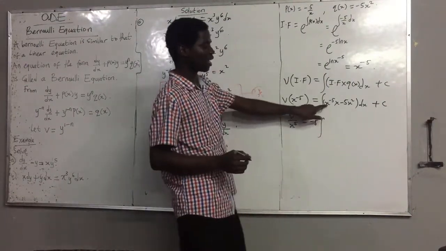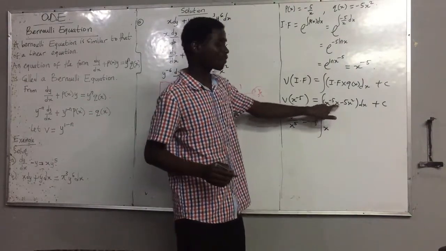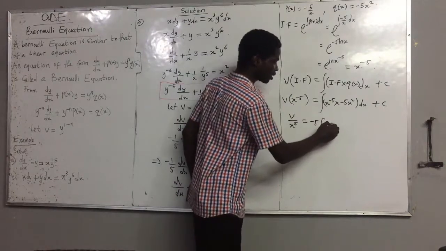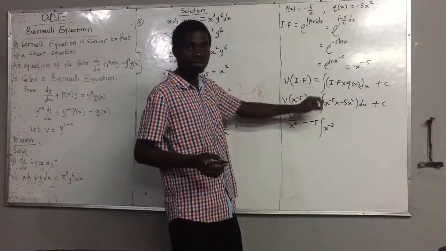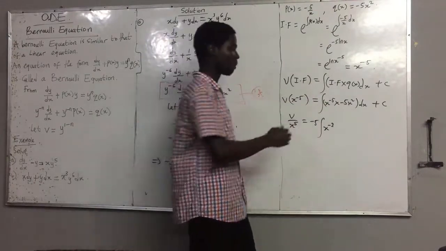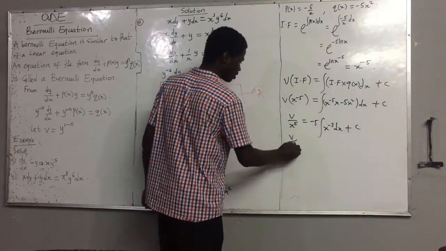From law of indices, minus 5 times this plus... Minus 5 plus 2 is what? Minus 3. Do you understand? Or 1 over x raised to power 5 times s squared. You will be left with 1 over x raised to power 3, which is s raised to power minus 3 ds plus c. And when you want to integrate that, what will it give you?